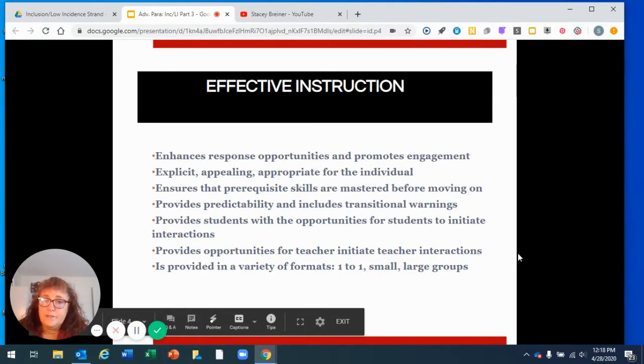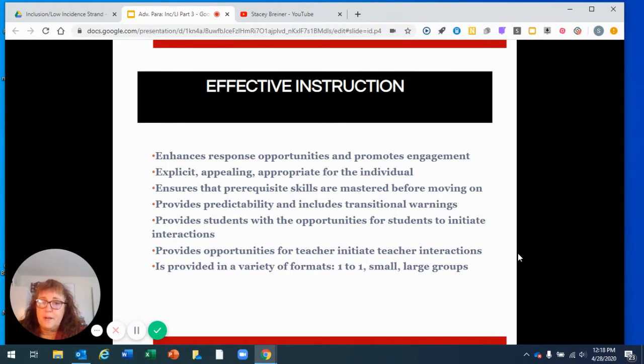When we're talking about effective instruction, it enhances response opportunities and promotes engagement. The more engaged students are, the more effective our instruction is going to be. It also gives them more opportunities to feel comfortable to where they can ask questions, self-advocate, and show their work and that they're getting the correct answer. But again, the more students are actively engaged within a lesson or session, the more effective our instruction will be. We need to make sure it's very explicit and appropriate for the individual.